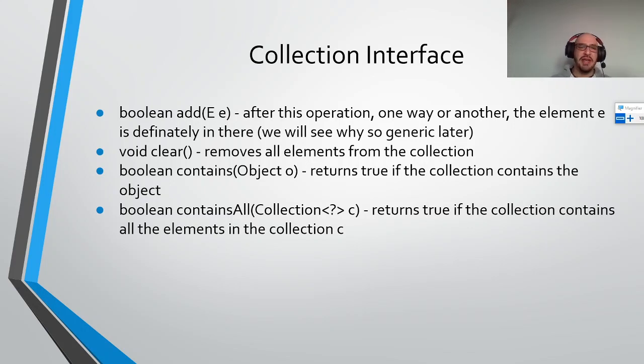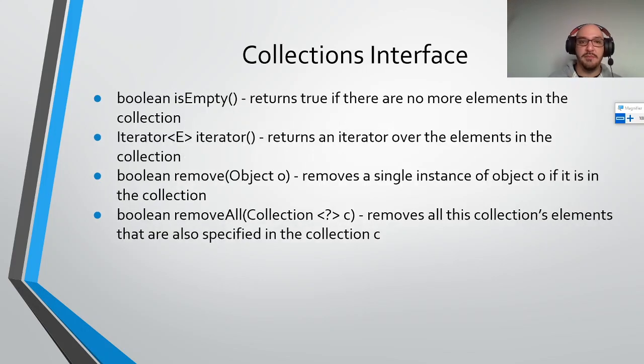All the collections should have a contains method, something that allows me to verify whether an object is already included in the collection or not. All the collections have a contains all method, which is exactly the same thing as the previous, but it works with another collection. So if I'm not looking for one particular element inside the collection, but instead for a set of elements, that would be the contains all method.